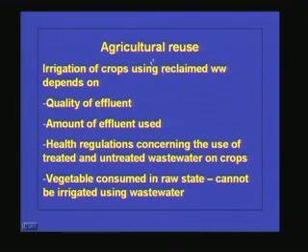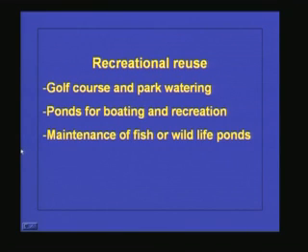In agricultural reuse, we have seen in detail. The quality of effluent is very important, and the amount of effluent used is also important, and we have to see the health regulations concerning the use of treated and untreated wastewater on crops. Vegetables consumed in raw state cannot be irrigated using wastewater because of the potential health hazard. Now coming to recreational reuse, we can use the water for golf course and park watering, ponds for boating and recreation, and maintenance of fish or wildlife ponds.